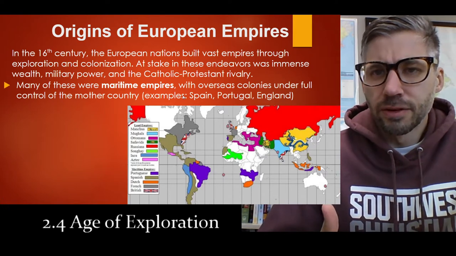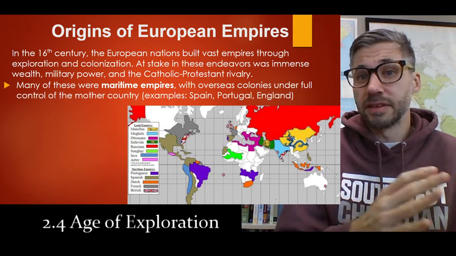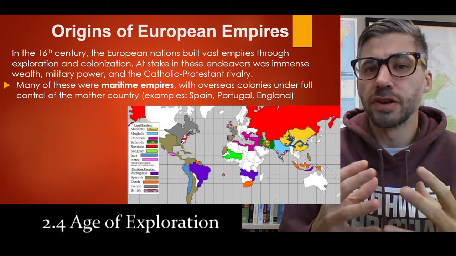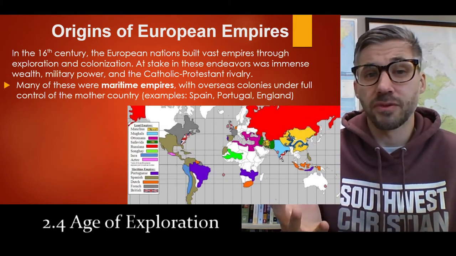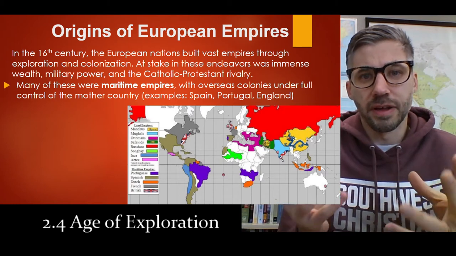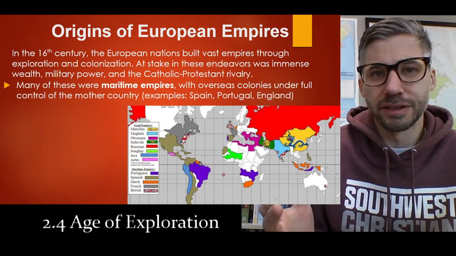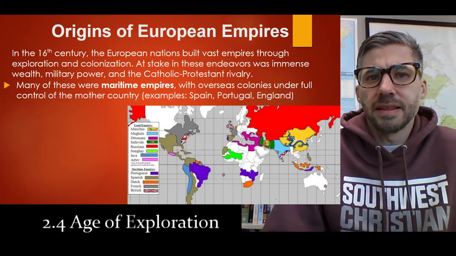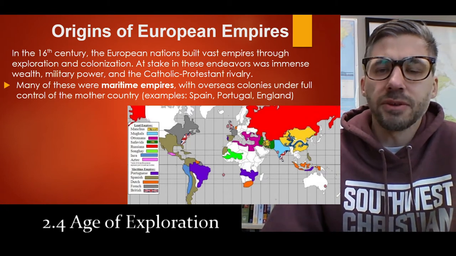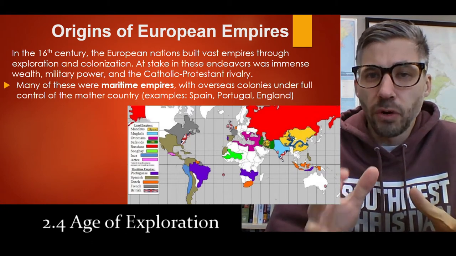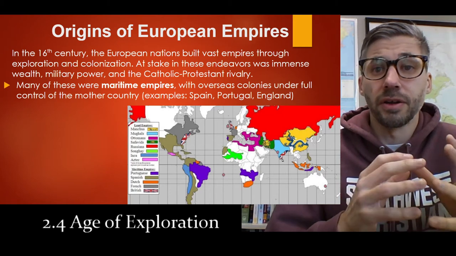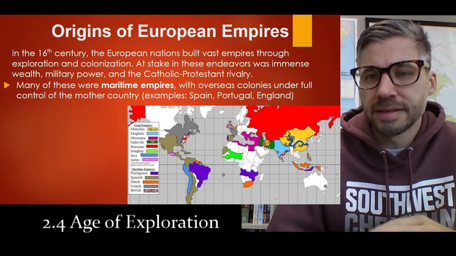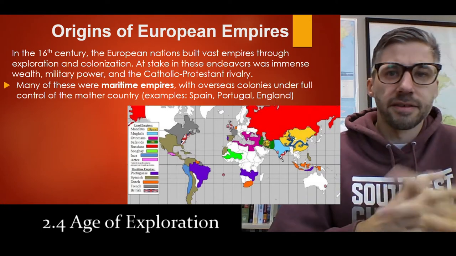One of the things we're going to be learning about in this period of time, 1450 to 1750, is these huge empires, these large European states or large states worldwide. And this map gives you some sense of the largest political entities in this period. And the big ones that we're really going to focus on are what are called the maritime empires: Spain, Portugal, England, the Netherlands, France to some extent.